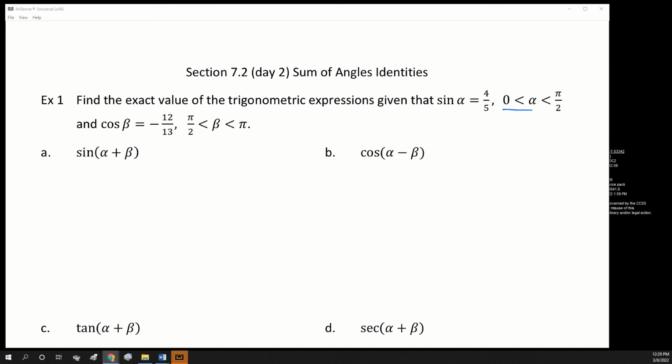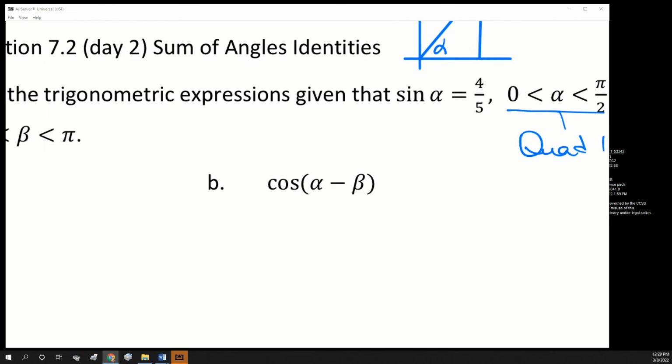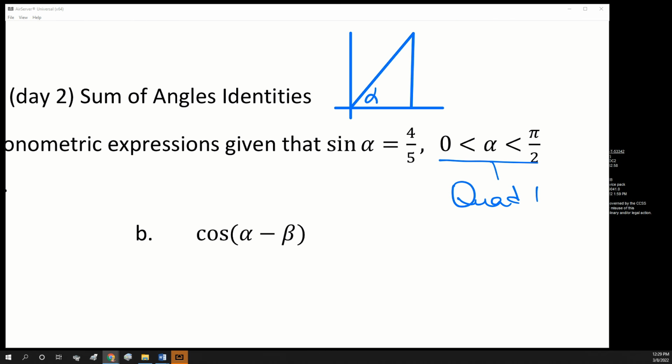What quadrant is that? Quadrant 1. That's what 0 through 90 degrees means. So let's draw a quadrant 1, and let's go ahead and draw alpha and make a triangle out of it. So if we know the sine of alpha is 4/5, what do we know? The hypotenuse is 5, and the opposite side is 4.